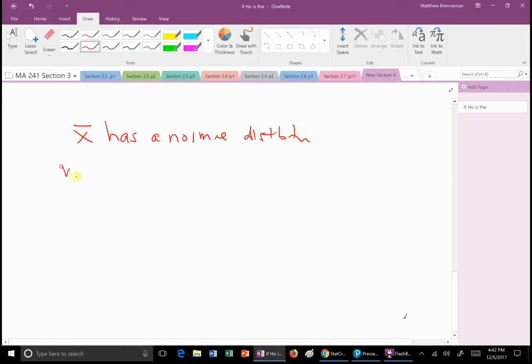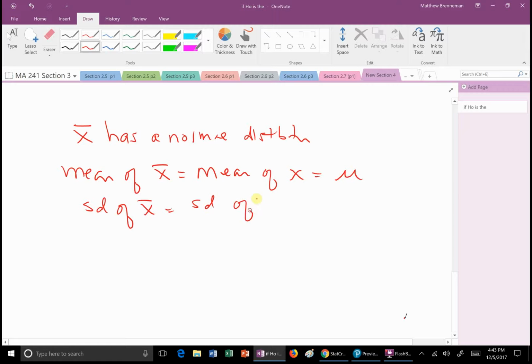Okay, the mean of X bar is equal to the mean of X, which is mu. The standard deviation of X bar is equal to the standard deviation of X divided by the square root of n. So this can be S or sigma for our purposes, divided by the square root of n. So in this problem, what do we know?